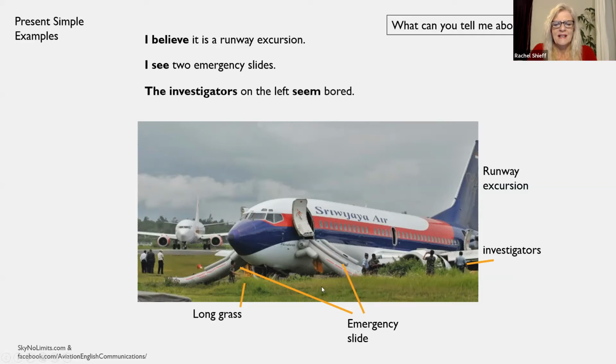The investigators here and possibly here on the left, so the investigators on the left seem bored, don't they? They're kind of looking at the ground and looking at the other aircraft. So the investigators on the left seem bored. So that's an example of using the present simple to talk about the facts you can see in a photo.